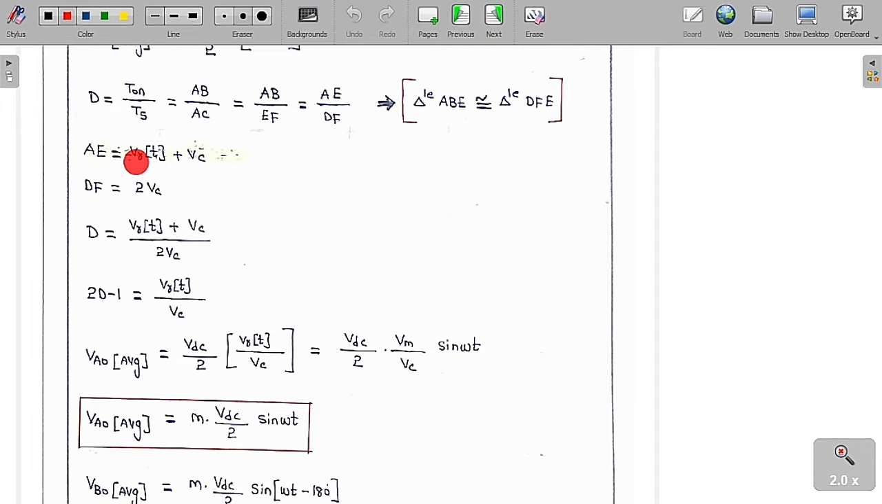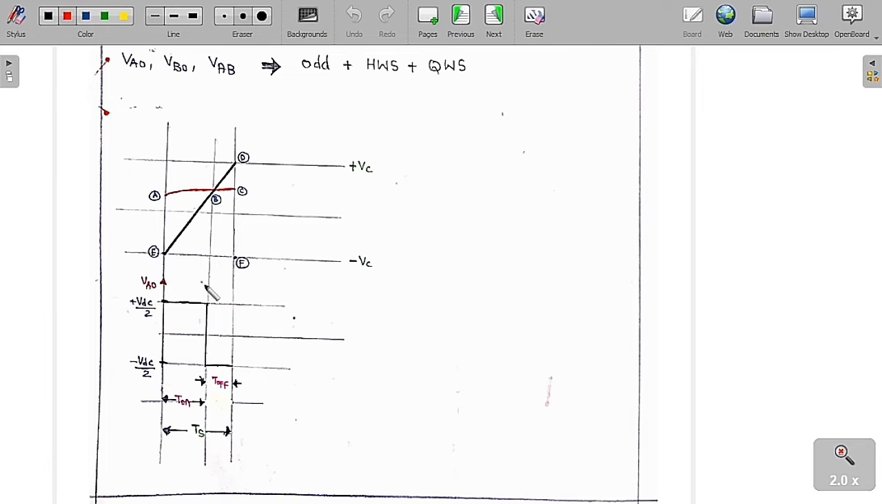So now I want to find what is the value of AE. So AE is equal to VR of T plus VC. You can see from the graph, simply I can say that AE is VR of T plus VC.